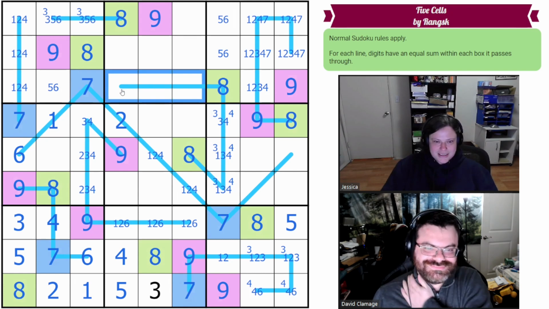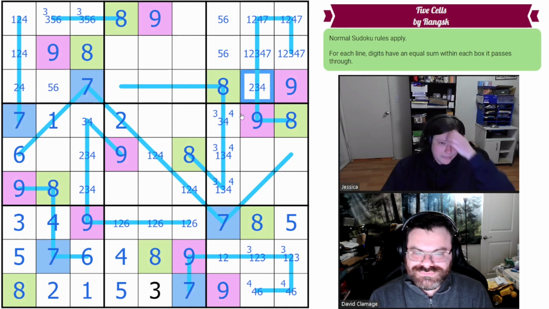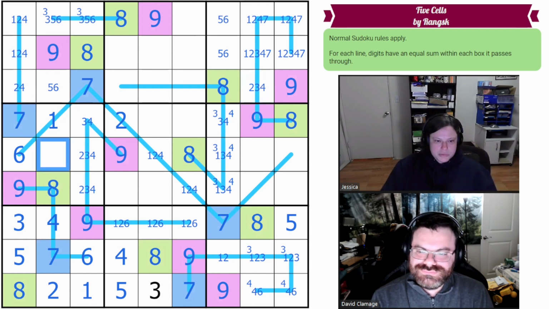Do I know what this is? I don't, except I know it has a 1, so I'll do that. There's always a 1 when there's an 8 involved. What's missing? 5.